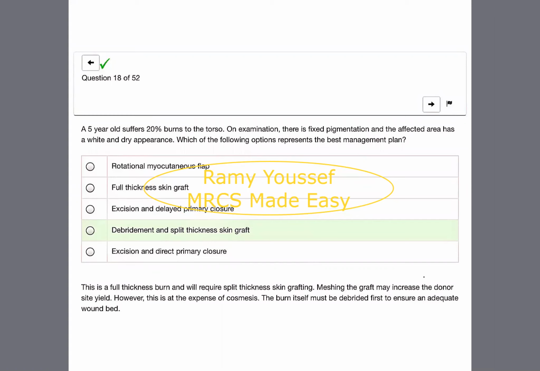Sometimes, you know, meshing is also used in plastics. You know what meshing of the graft is, to cover a large area.